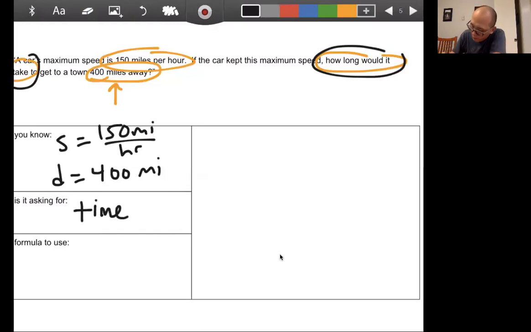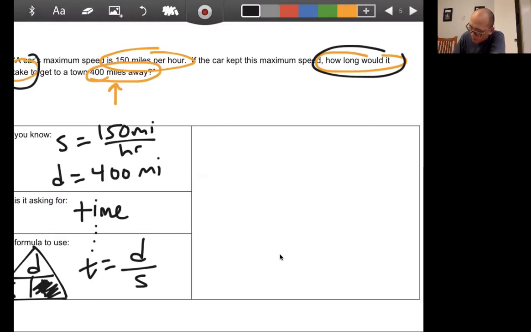So what's the formula to use? Write it out here. Speed is equal to distance divided by time. Cover up the thing you want to know. It's asking for time. What's it asking for? It's asking for time. So cover up the thing you want to know. What's left? What I see is distance on top divided by speed. That's the formula that's going to find you your answer.